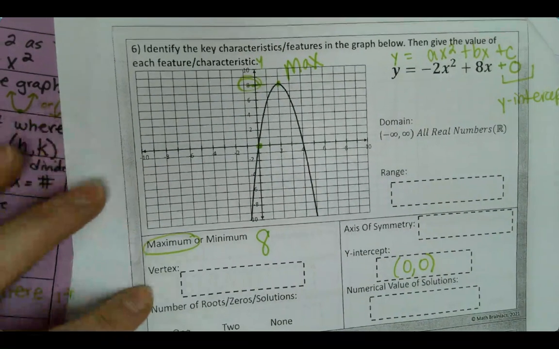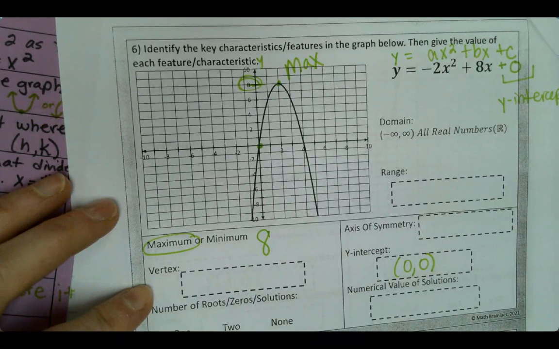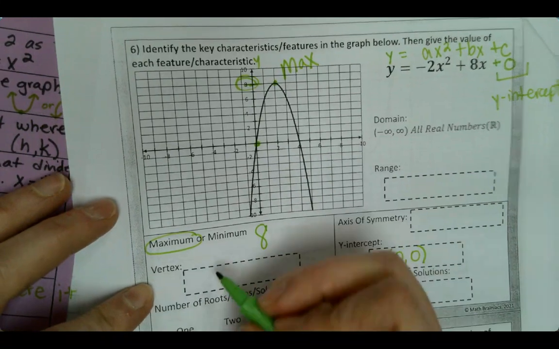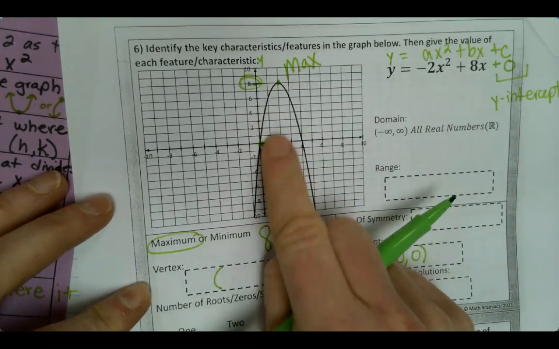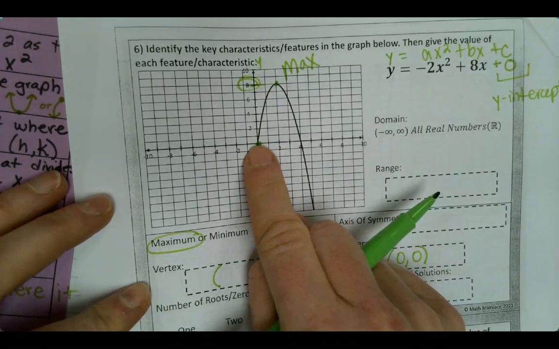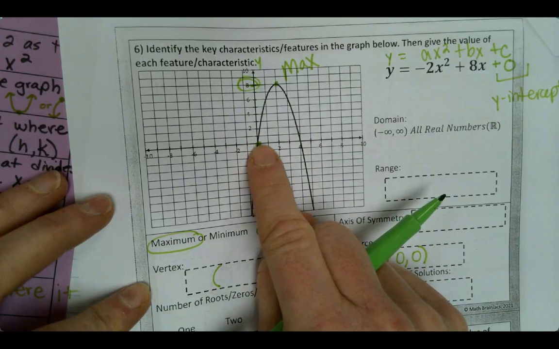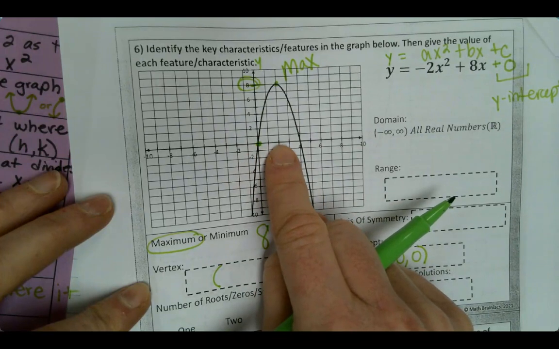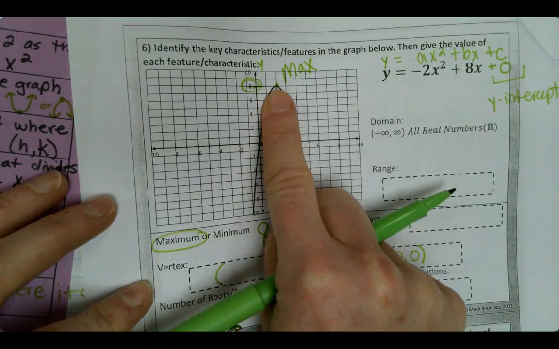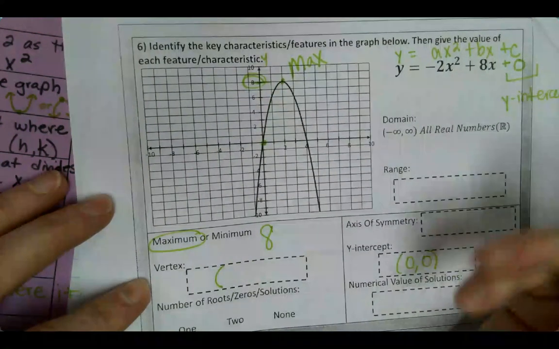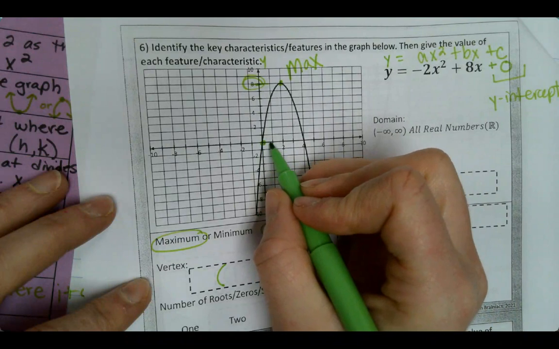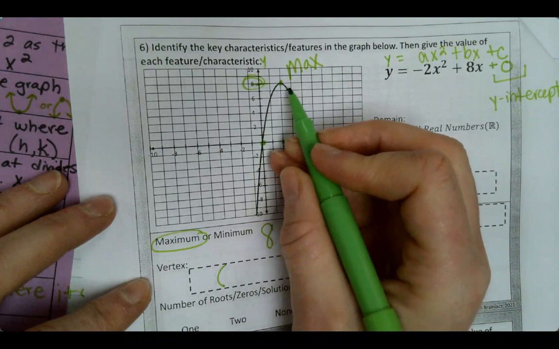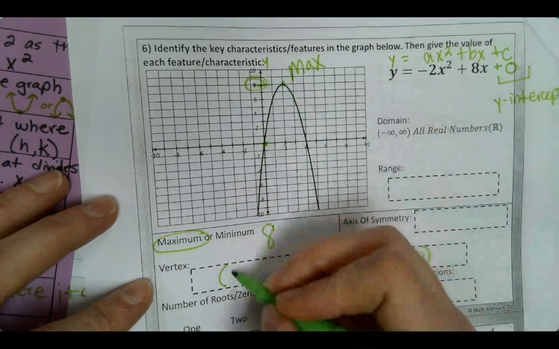Okay, and then our vertex is the coordinate where it changes direction. So we need to know what that is. So start at the origin, go left or right, and go up. What are the coordinates for that? Follow my pencil or my pen. 2, 8. So my vertex is 2, 8.